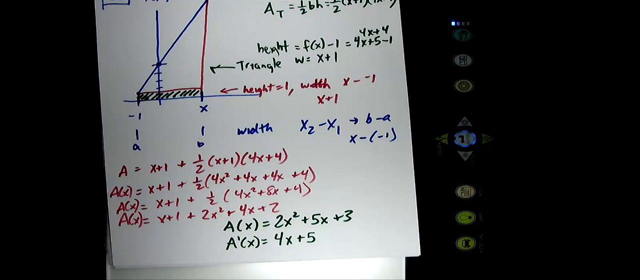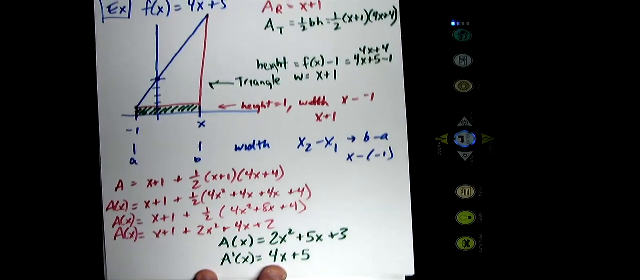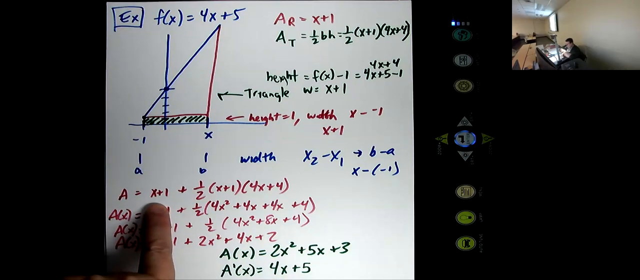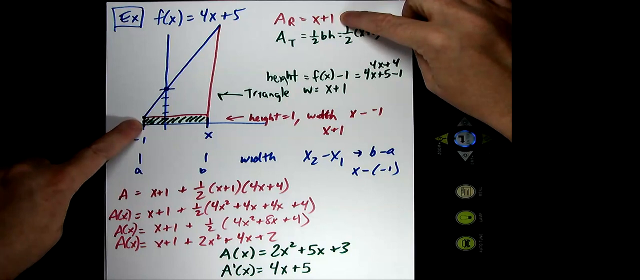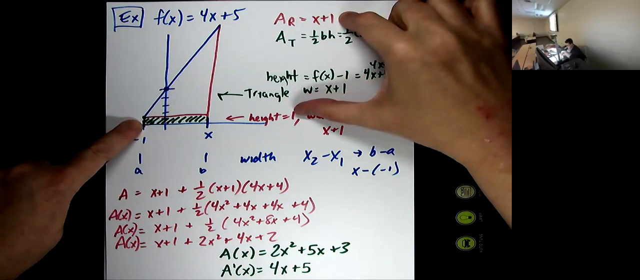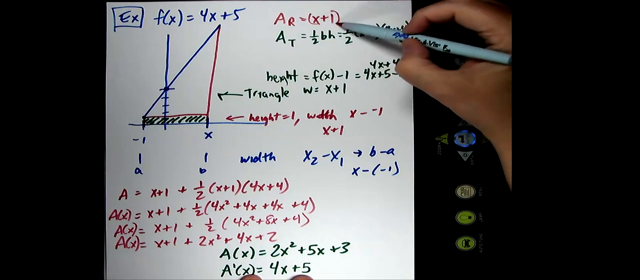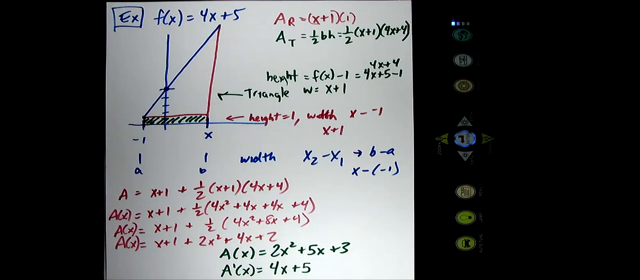Where did you get the other x plus 1? What do you mean the other? What does that mean? Right there in red, there's x plus 1. Yeah, it's the rectangle on the bottom. The width is x plus 1 and the height is 1. Does that make sense? Yes. Okay.